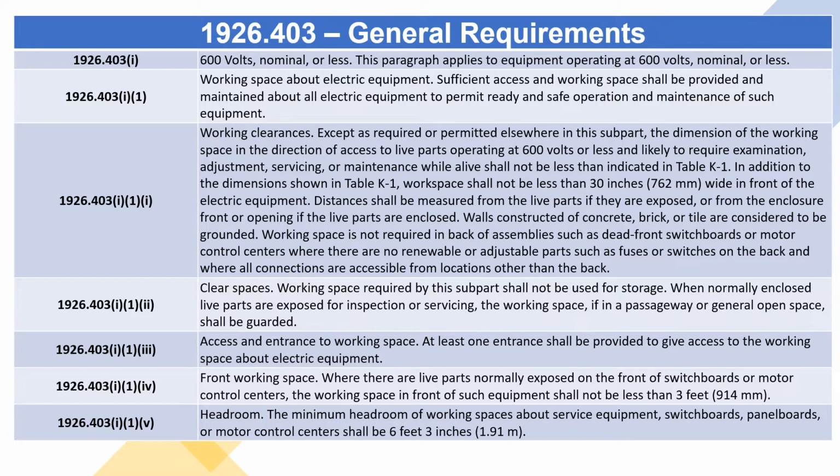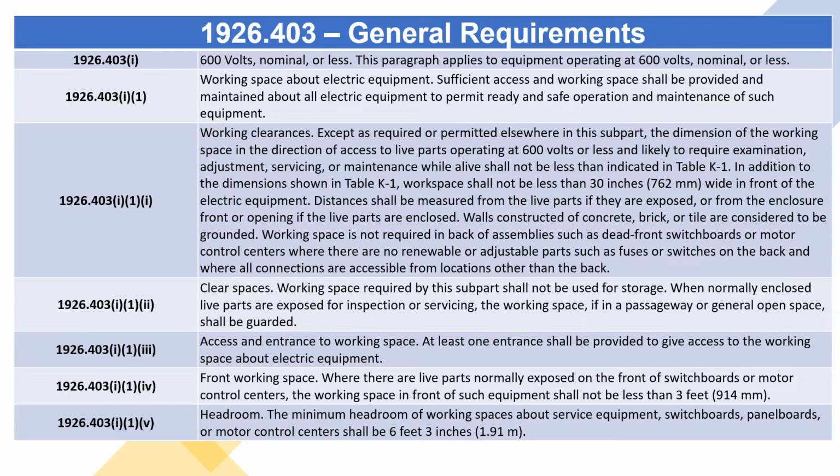Walls constructed of concrete, brick, or tile are considered to be grounded. Working space is not required in back of assemblies such as dead front switchboards or motor control centers where there are no renewable or adjustable parts such as fuses or switches on the back and where all connections are accessible from locations other than the back.